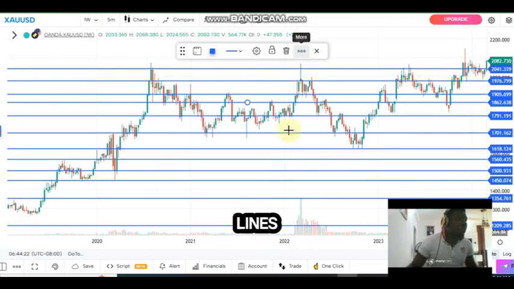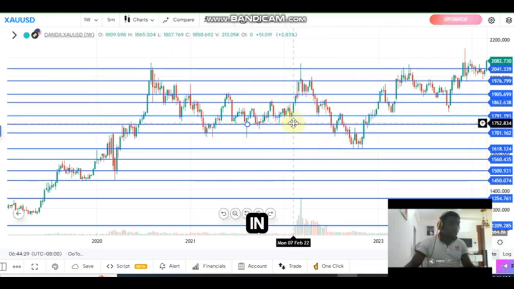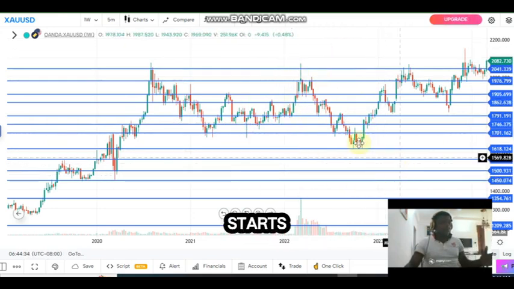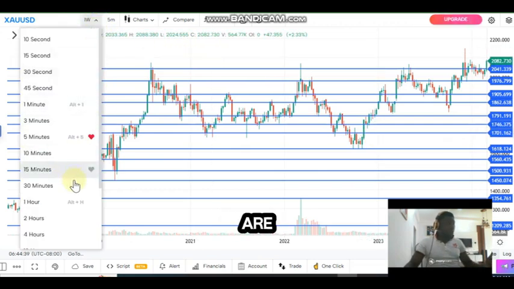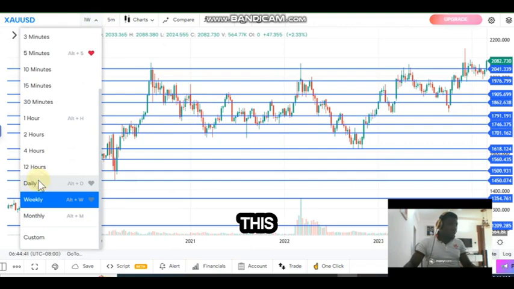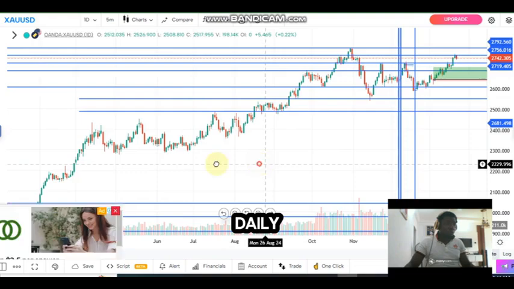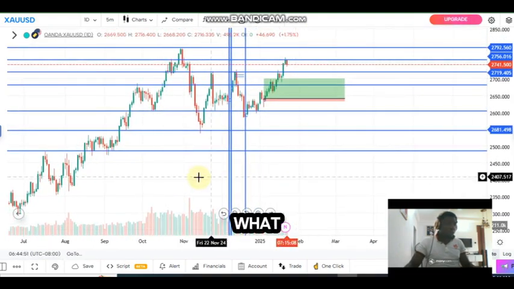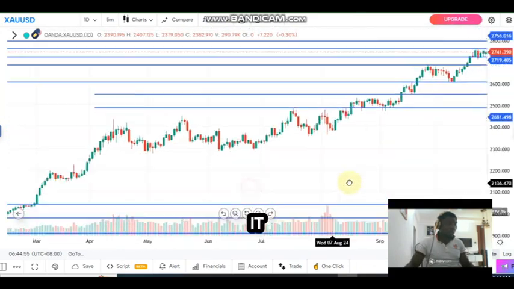Don't worry, these lines are going to help you in getting out of a market before it starts going south or start going north. So now these are some of the ones we're able to see in this weekly time frame. It might even get to the daily time frame, and we might just not do anything because it will just show us what price is actually doing. So now that we've mapped it, let's see what price is doing. Let's see what price has been doing.